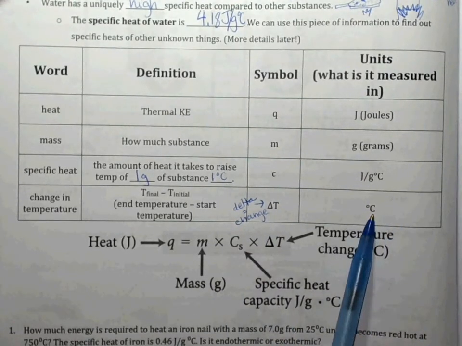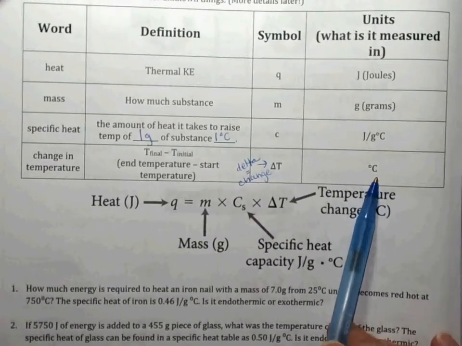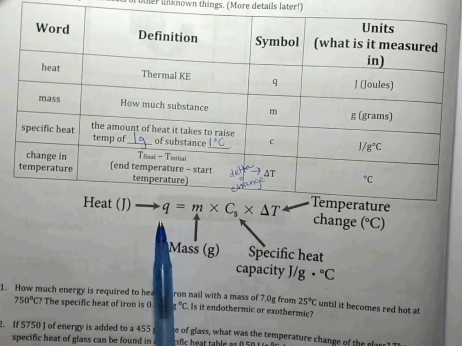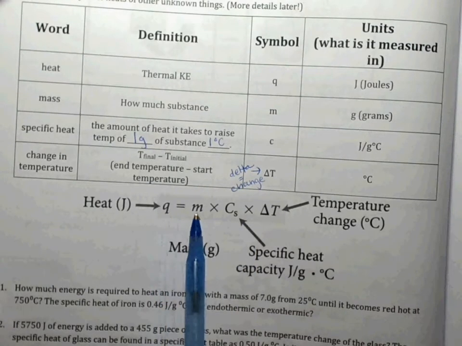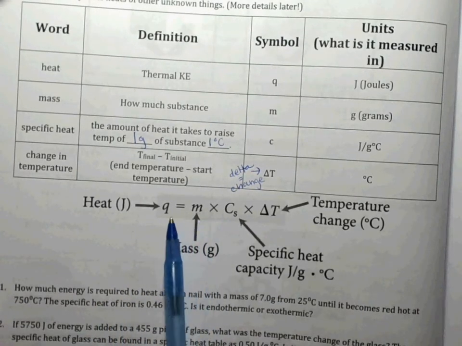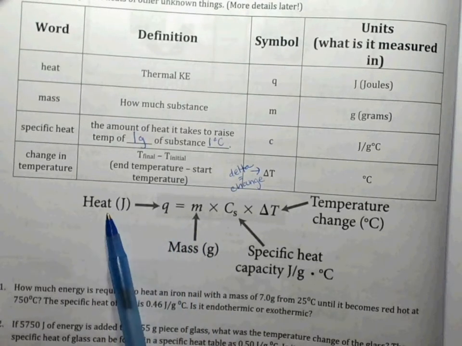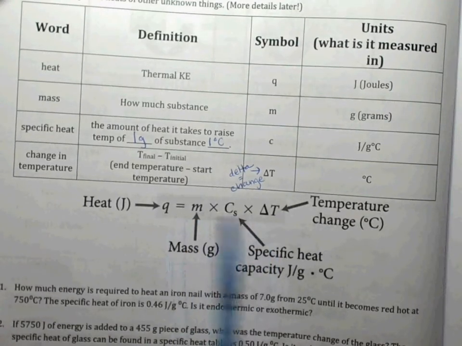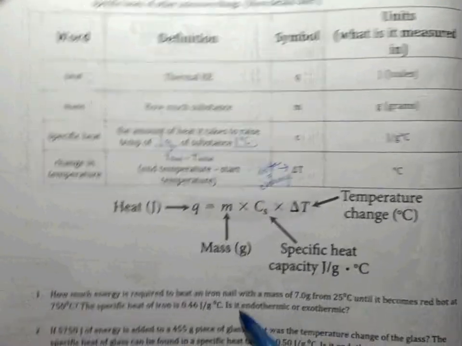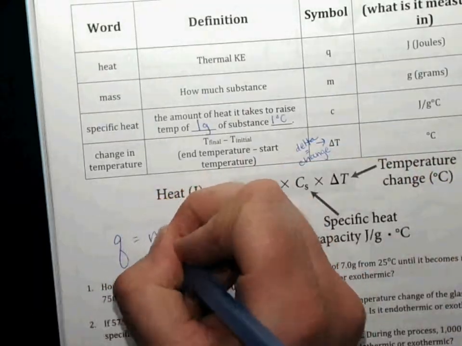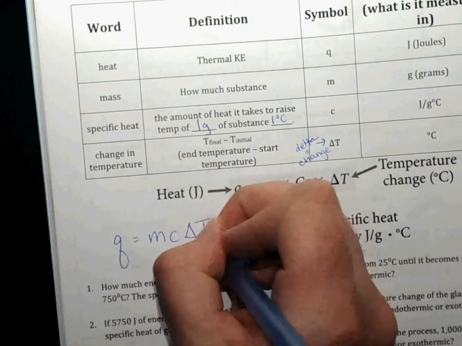Change in temperature is going to be measured in units of Celsius, degrees Celsius. So our formula is that Q equals M times C times delta T, where Q is our heat. You calculate Q by taking the mass, the specific heat, and the temperature change and multiplying them. Usually when I write this formula, I just write Q equals MC delta T like this.